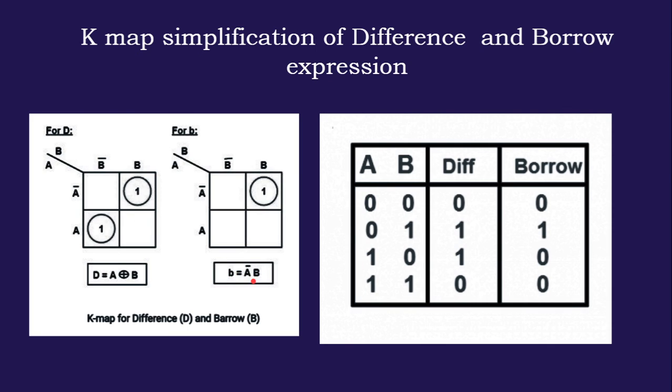So that's all: the equations for the difference and the borrow we have got from the Karnaugh map. That's all the simple logic of how to use the half subtractor to find the difference between two numbers.